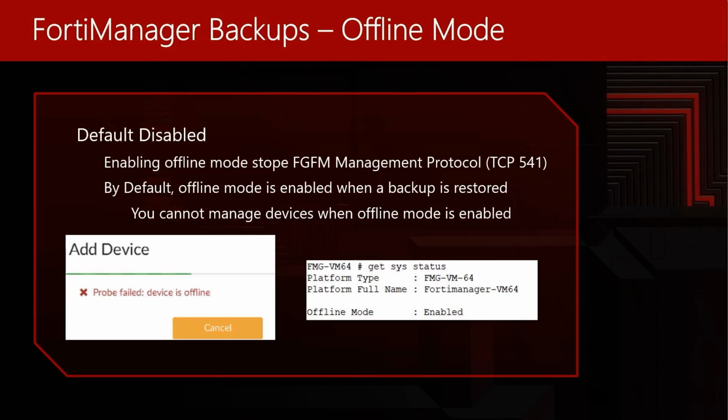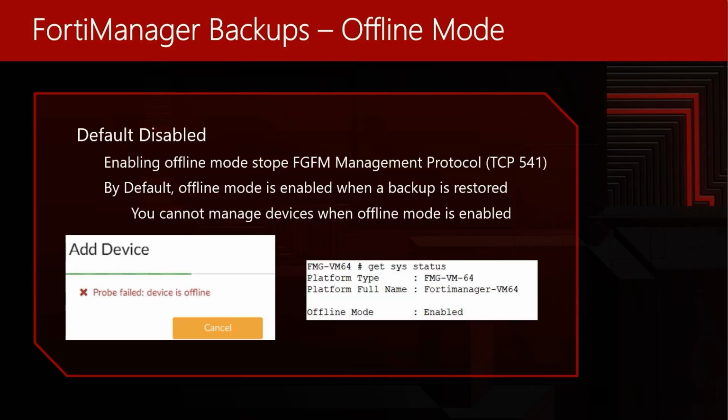However, you bring the FortiManager up and it's connected with what they call the FGFM, the management protocol on TCP 541. What happens is if it pushes bad information down to your firewalls, now your firewalls have bad information and it can really, really cause an issue. So you will do this in what is called offline mode.